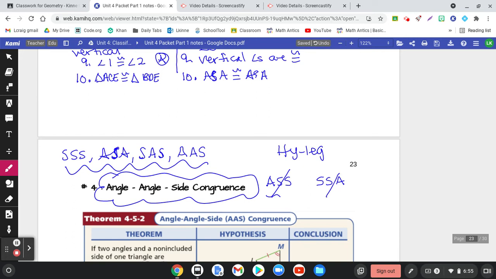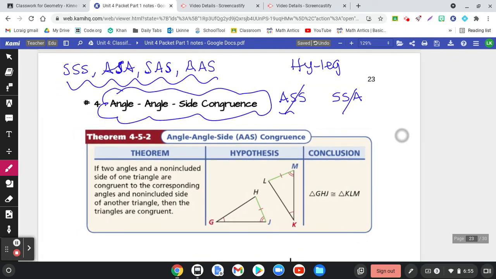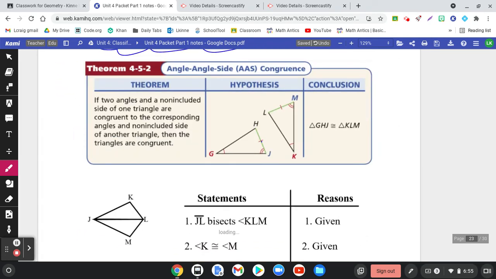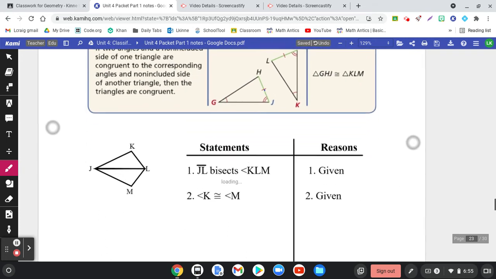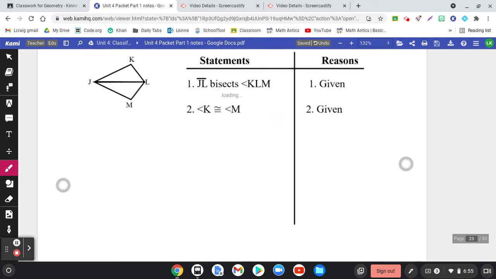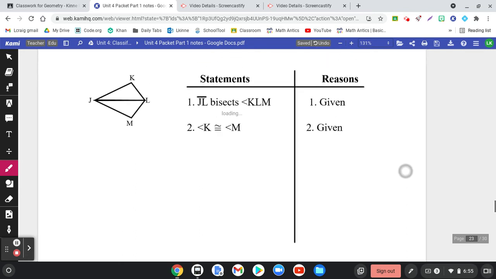All right, so let's look at angle, angle, side. So again, you'll have an angle, another angle, and then the side right next to one of them. Okay, so here's our givens. I did not tell you what to prove, but we're going to prove those two triangles are congruent. So JL bisects angle KLM. Angle KLM is being bisected, so that means angle 1 and angle 2 are congruent.